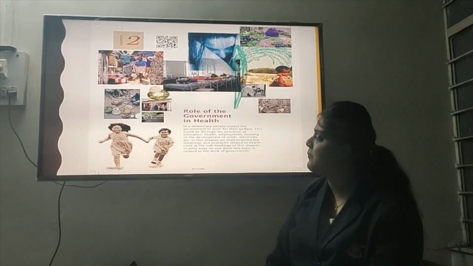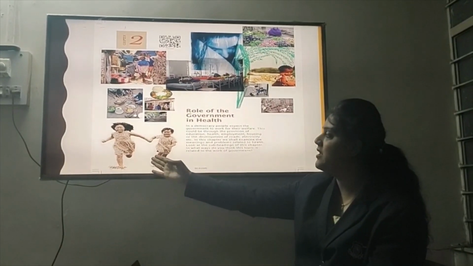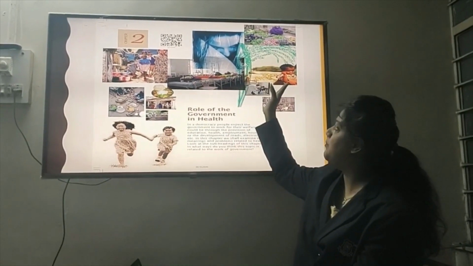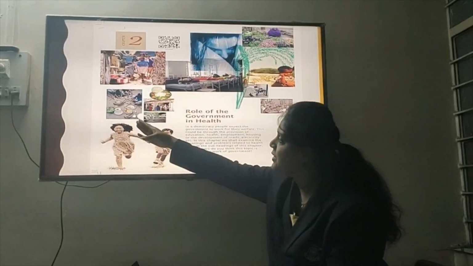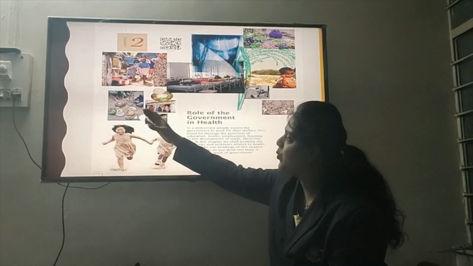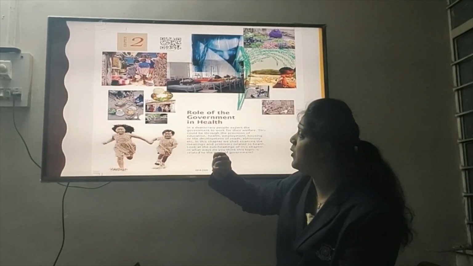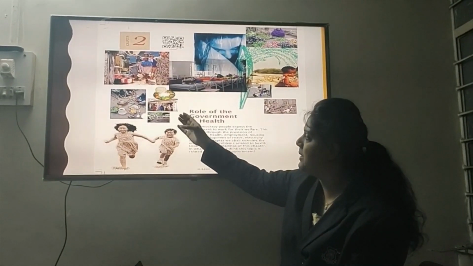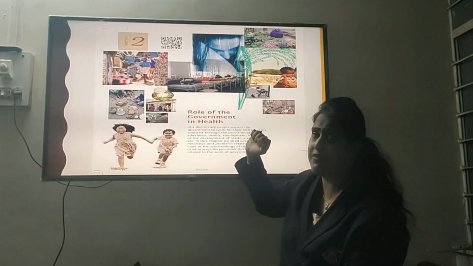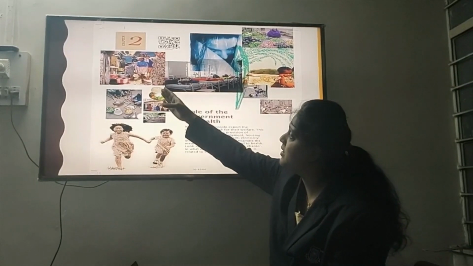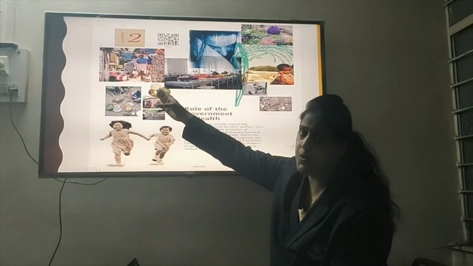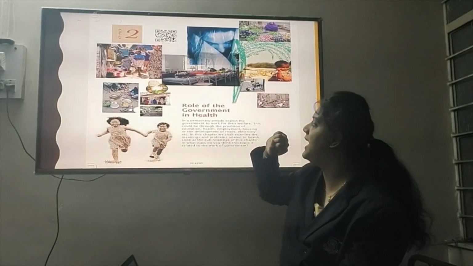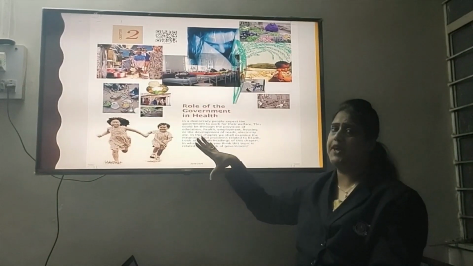You can see the introduction of the chapter. On my right-hand side, two children are running together. You can see various pictures put into a collage: a mother cooking on the roadside, feeding her children who are sitting down; people who have good money standing at a stall, purchasing some items; children standing in a queue to fill water; and a government hospital where patients are lying. So all these aspects come under the government.